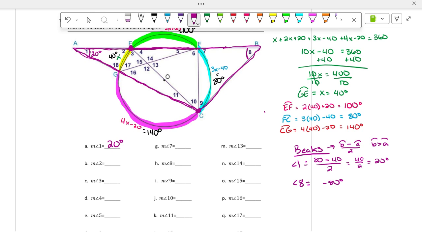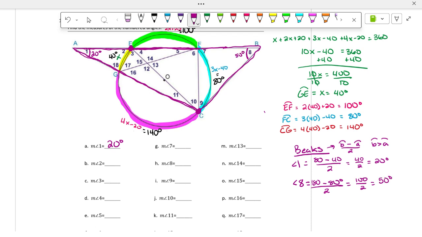So it goes from here to here. It's 180. It encompasses both the pink and the yellow arc. So you have to add 140 and 40. So it's 180. So 180 minus 80 is 100, divided by 2. 8 is what? 50 degrees.